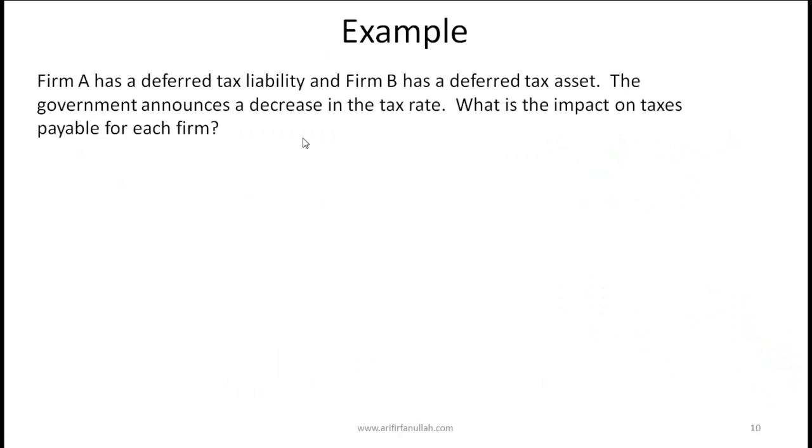So let's look at this through an example. Let's say firm A has a deferred tax liability and firm B has a deferred tax asset. The government announces a decrease in the tax rate. What is the impact on taxes payable for each firm?